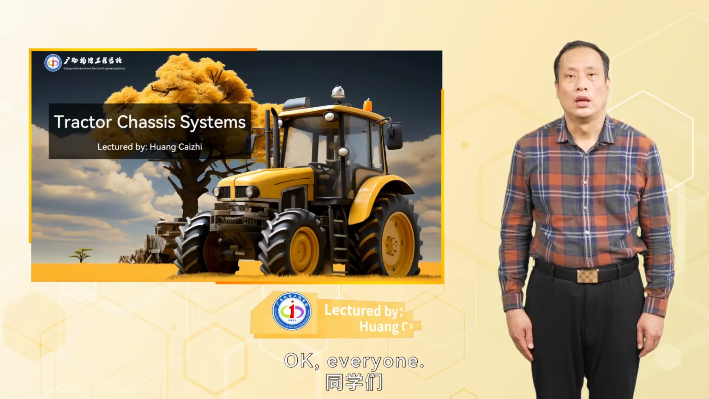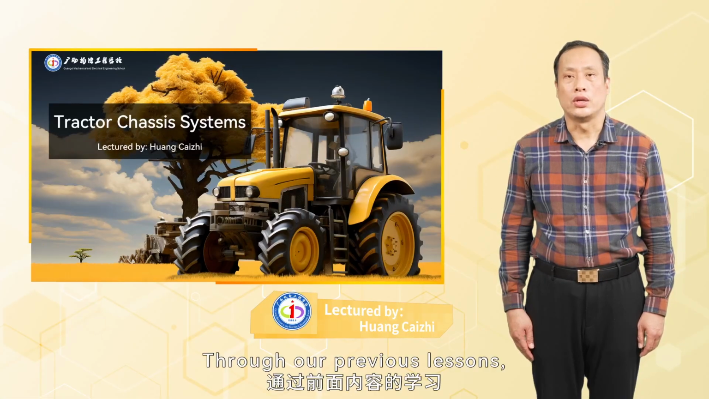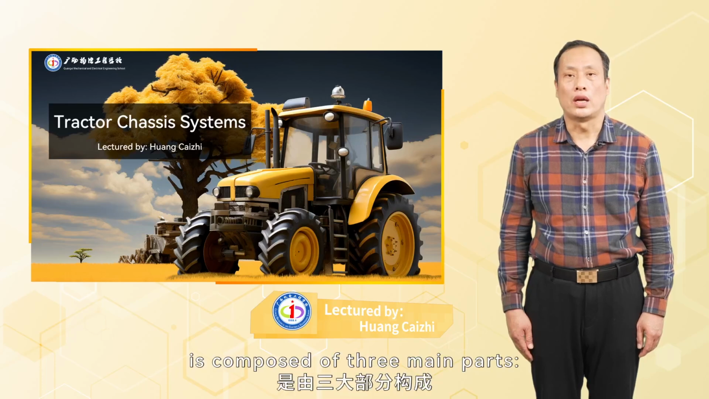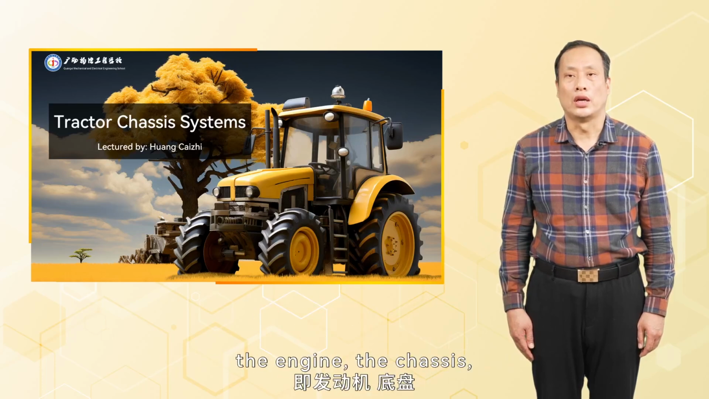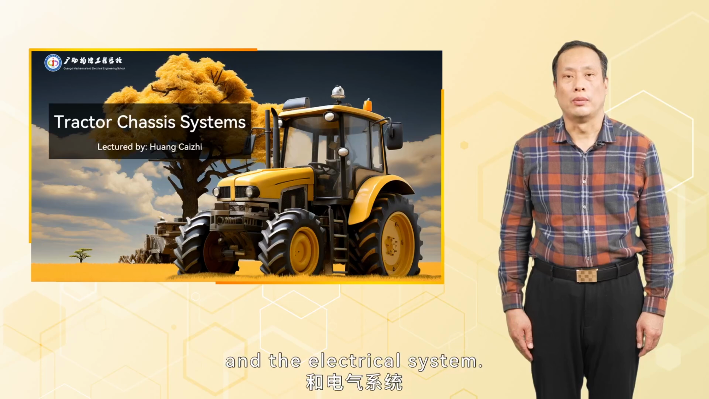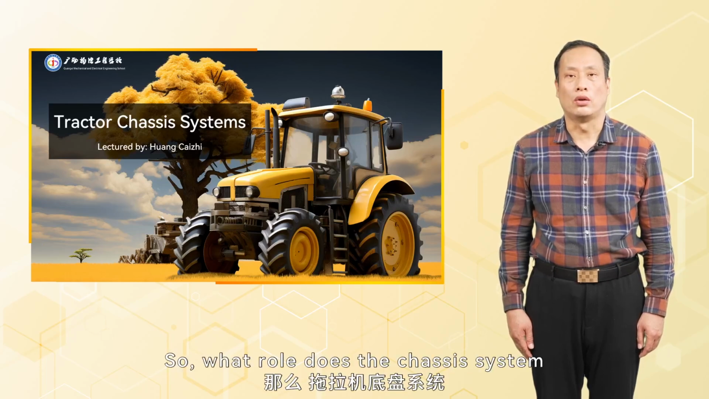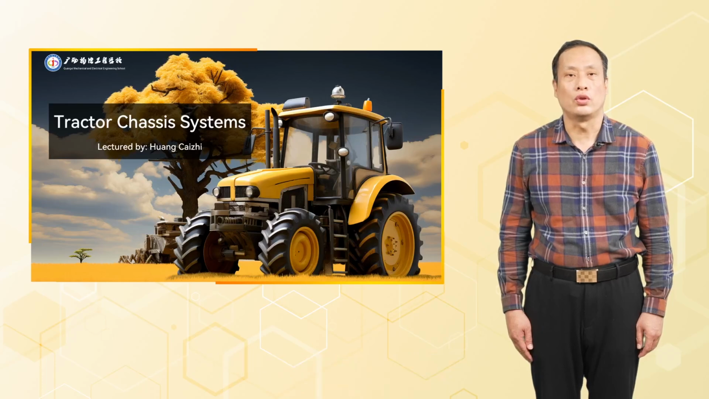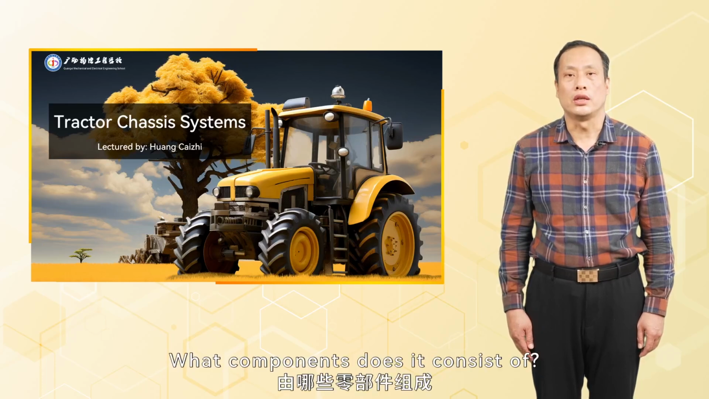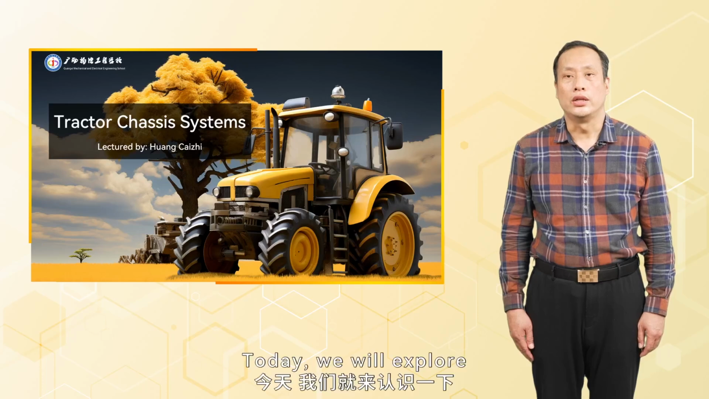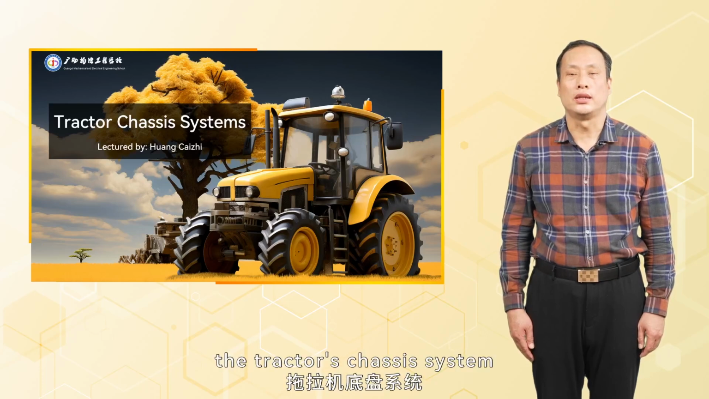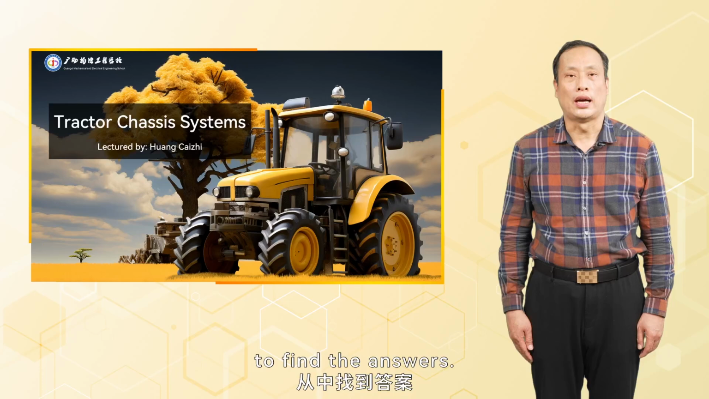Okay, everyone. Through our previous lessons, we've learned that a tractor is composed of three main parts: the engine, the chassis, and the electrical system. So, what role does the chassis system play in a tractor? What components does it consist of? Today, we will explore the tractor's chassis system to find the answers.